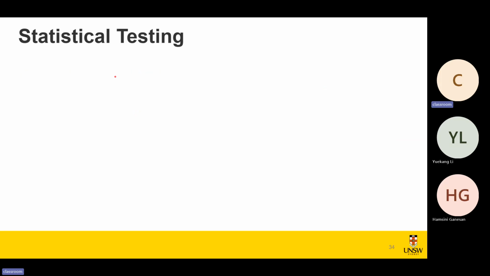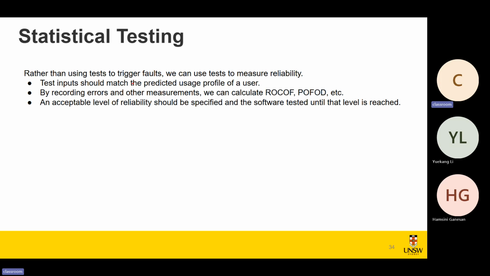So as we can observe, we can use these metrics to do a lot of calculations, and we can actually do some statistical testing with these metrics. So rather than using the test cases to trigger failures to find bugs, we can actually also use test cases to measure the reliability, right? By running the system and observing for failures during a period of time.